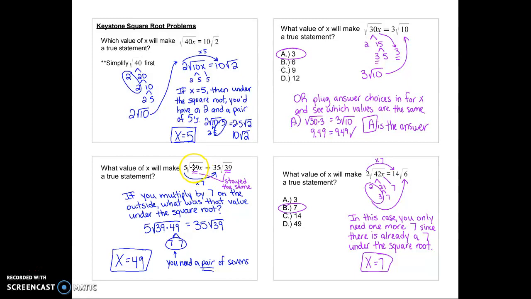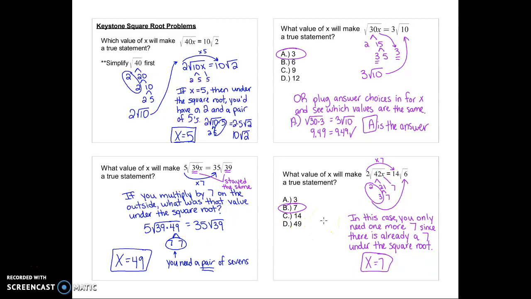But then you also have to check your inside numbers. In this case, this 39 did not change. Okay, so because that 39 did not change, you don't have any other work to do. So your final answer is just going to be 49 from that pair of 7s. Okay, and that was simply because this 5 got multiplied by 7 to become a 35. Okay, and again, if you have a number that is moving to the outside of a square root, that meant it had to be a pair of them on the inside. So I had a pair of 7s on the inside.